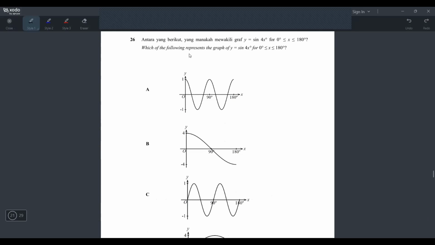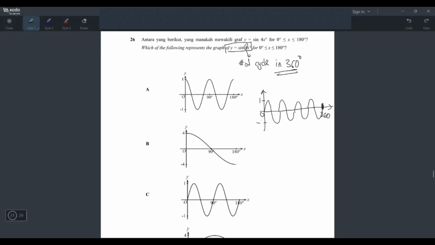Okay, number 20. Which of the following represents the graph of y equals sine 4x for 0 to 180? Okay, you need to know what this 4 means. This 4 means the number of cycles. But look at this, in 360. Very important. So sine 4x is actually the number of cycles in 360. So when you draw it out, there are actually 4 sine graphs you have to draw. 4 sine graphs, so 1, 2, 3, 4. But it's in 360. And the amplitude is 1, -1. Because amplitude is determined by the number in front here. So if the number in front here is 1, then the amplitude is 1. Right? So this is the answer.